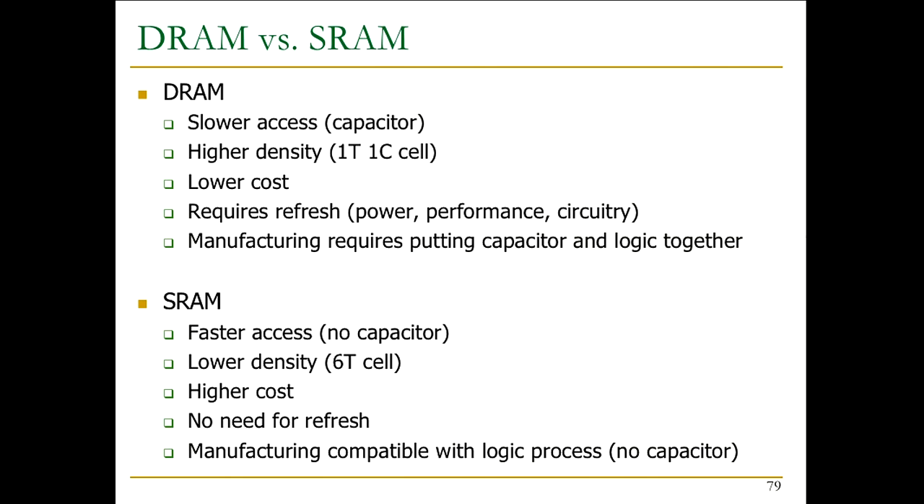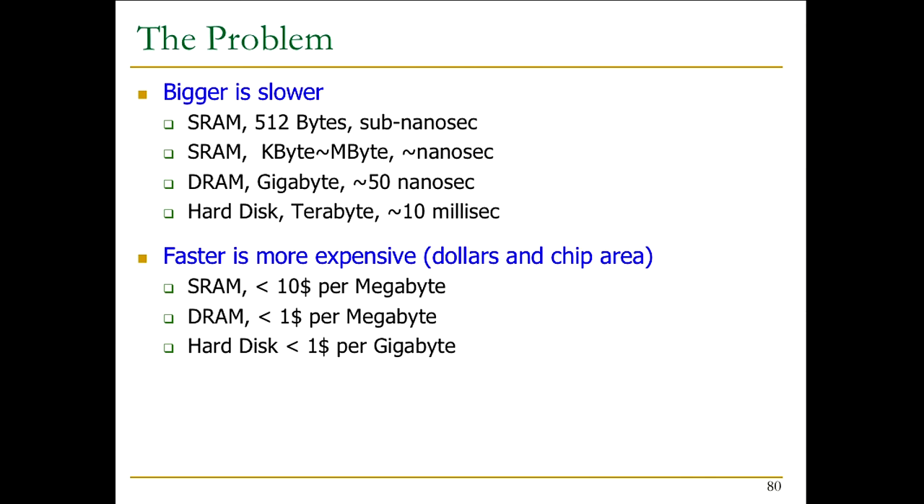SRAM has faster access and lower density, because it uses 6 transistors. People have proposed other types of SRAM, but 6-transistor SRAM has been very common. It has higher cost as a result. There's no need for refresh, which is nice. And the manufacturing of it is compatible with the logic process. There's no capacitor, so this can easily be used in a microprocessor that already has logic, right?